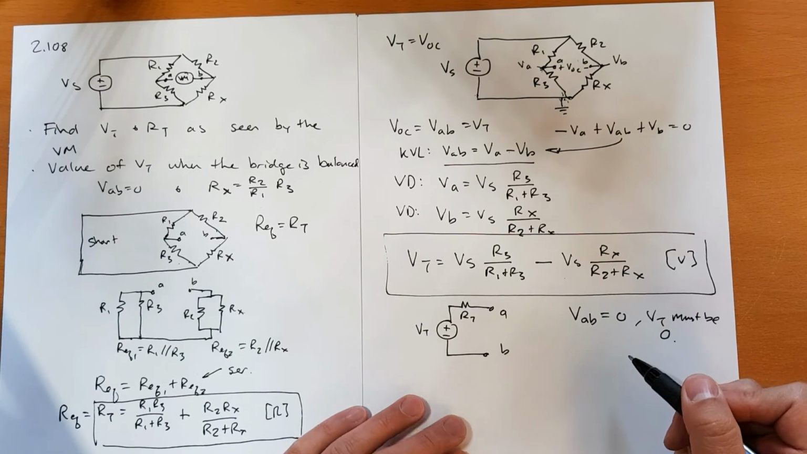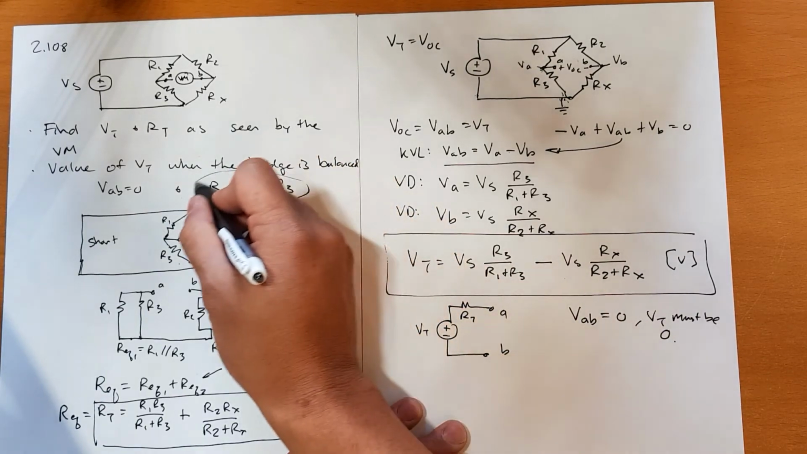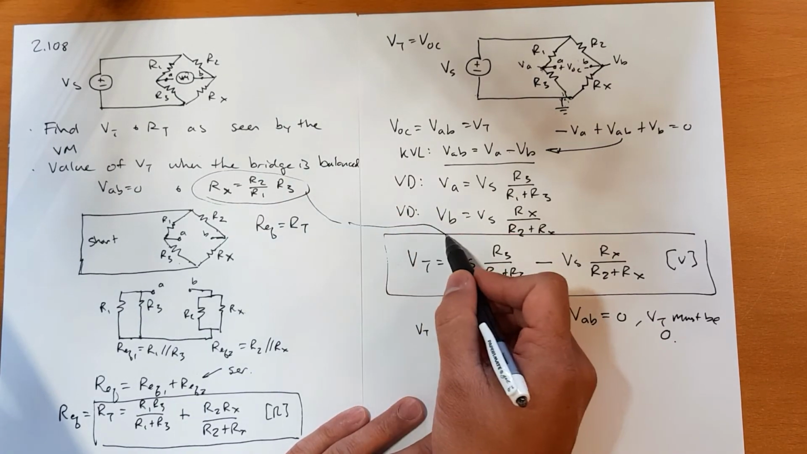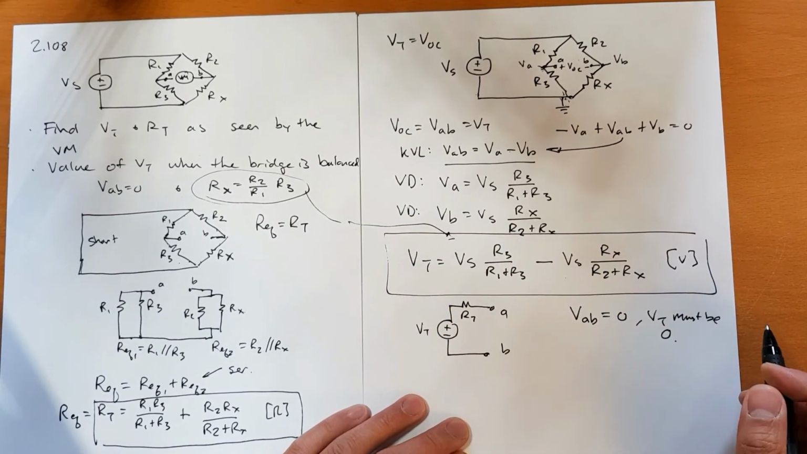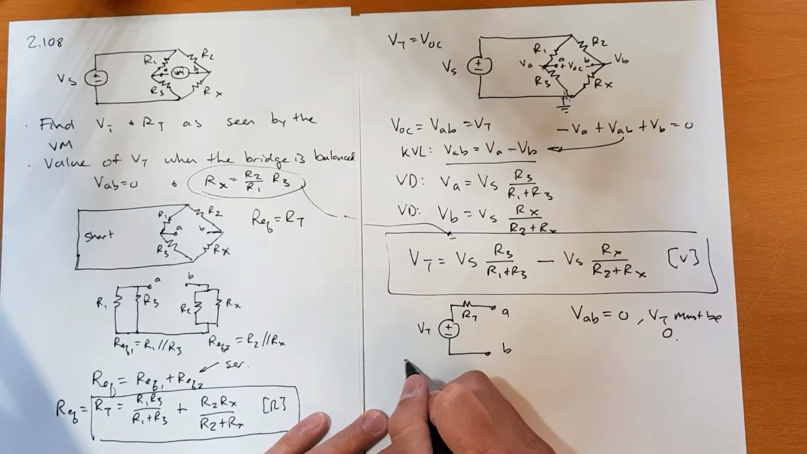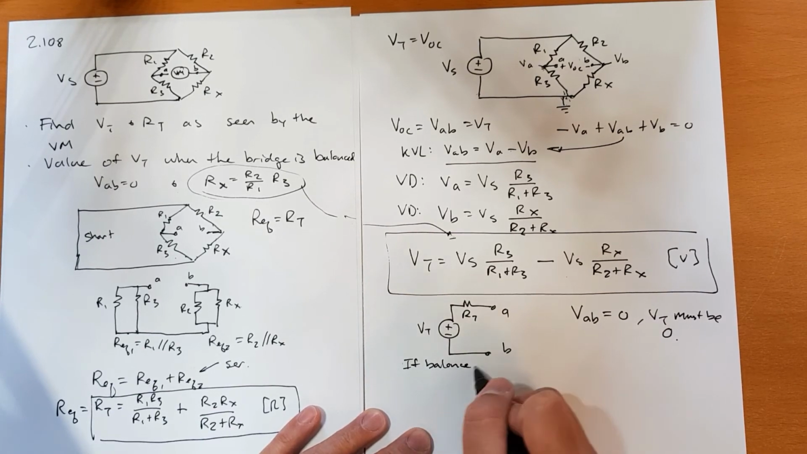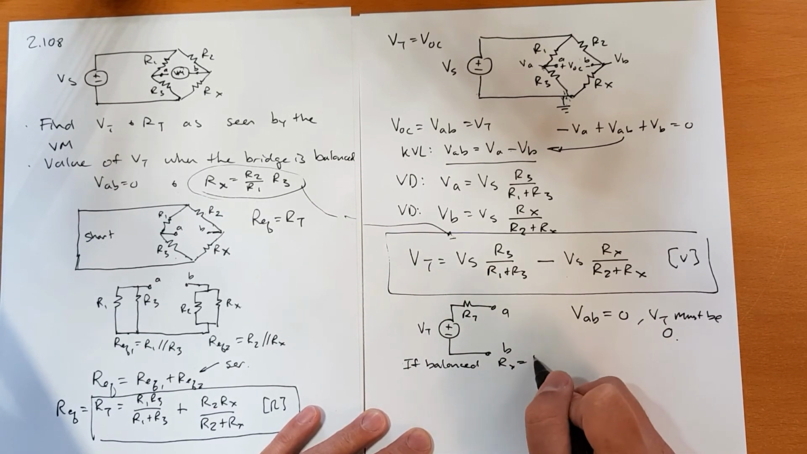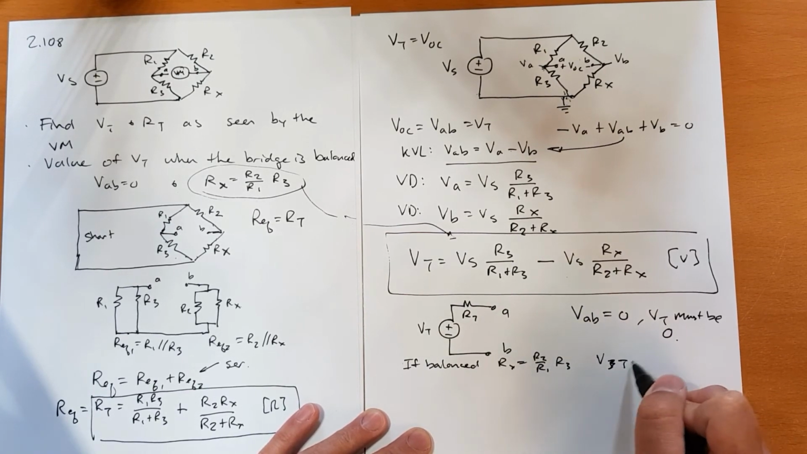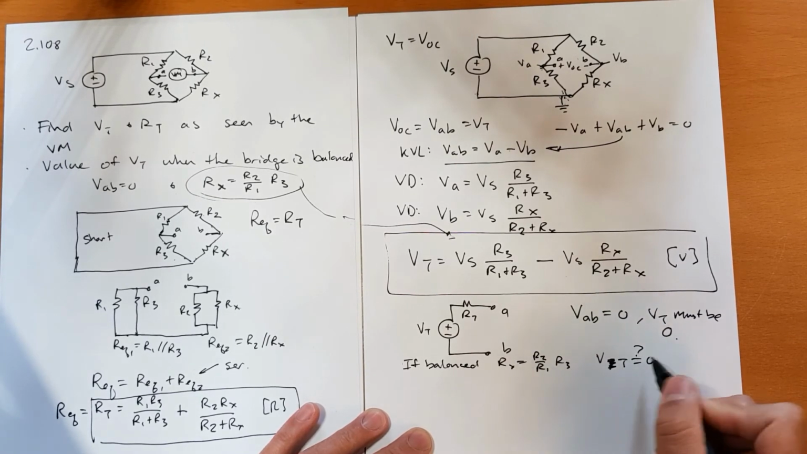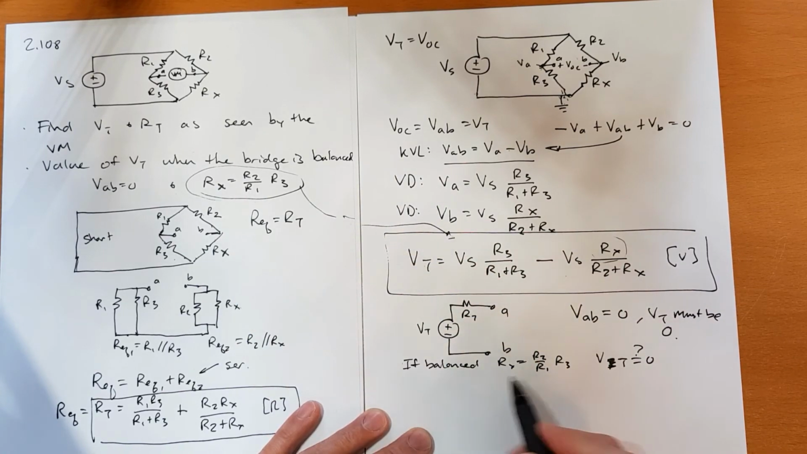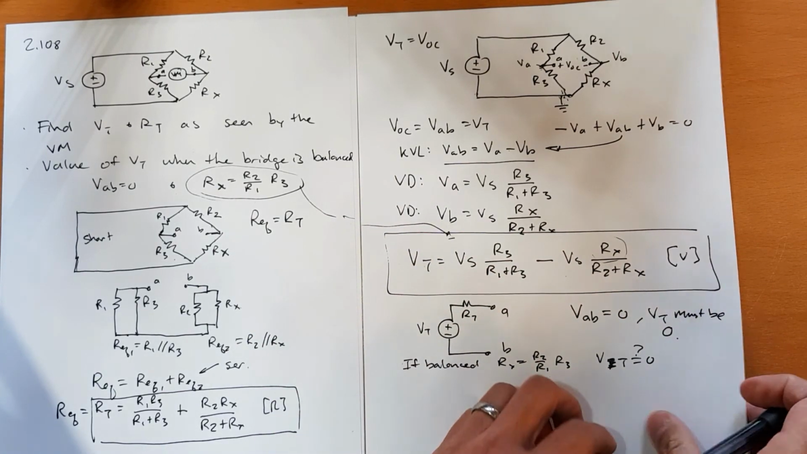Now, let's just try to go one step further. And we know this condition is true if the bridge is balanced. If we take this and plug it into here, perhaps we can get a cancellation, right? And so let's just try it. So if balanced, we know that Rx equals R2 over R1 times R3. And let's just see if VT is equal to 0 if that's true. Okay, so everywhere we see Rx, we're going to plug in this relationship. So let me get a new piece of paper out.